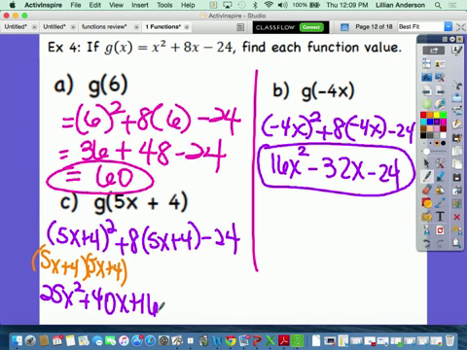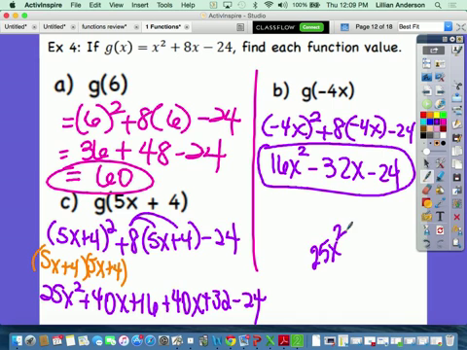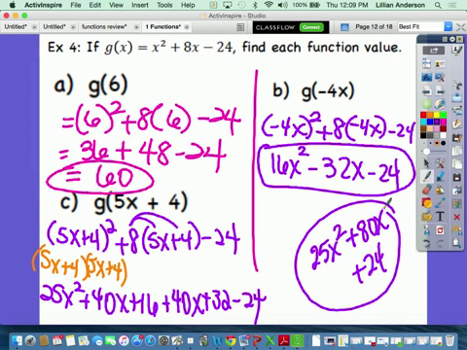Go ahead, write that out. Over here, distribute. 8 times 5x is 40x, and 8 times 4 is 32. Minus 24. The last thing I need to do is combine like terms. So 25x squared plus 80x plus 24. And you're all back.